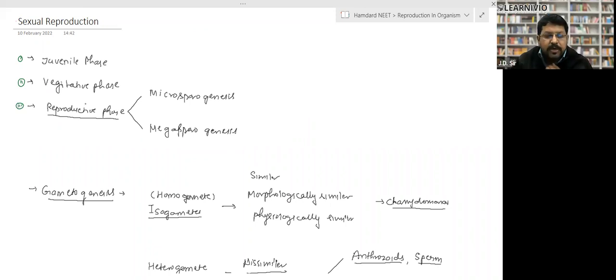In the reproductive phase, microsporogenesis, the formation of microspores, takes place in the male. So the male produces some sperm or pollen grain, and this is called microsporogenesis, the development of the male gamete. Gamete means sperm or pollen. Megasporogenesis means development of the female gamete.